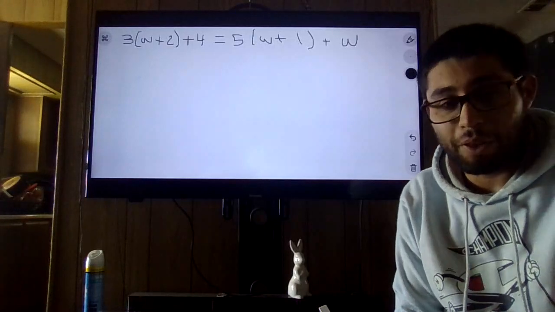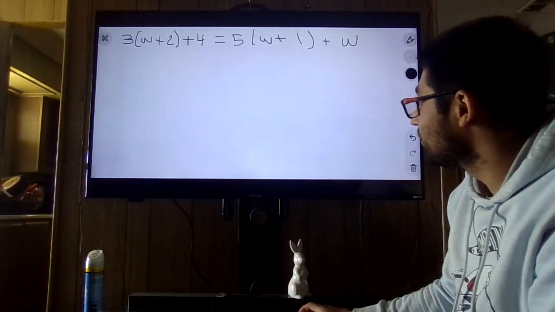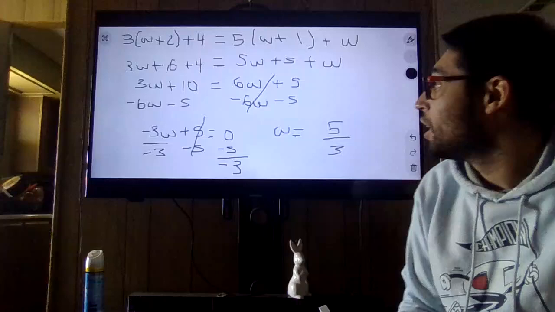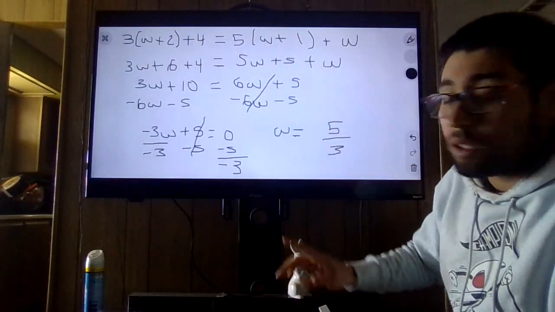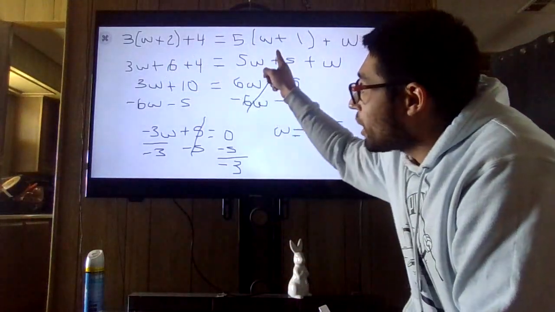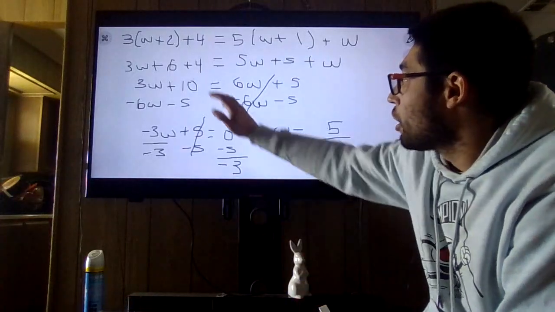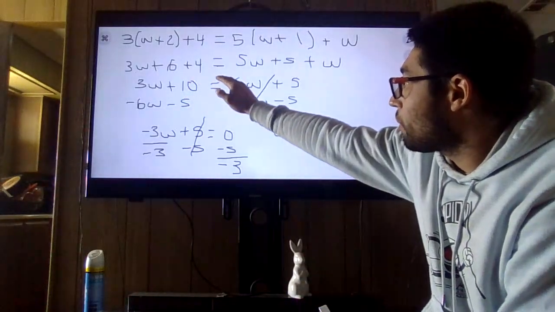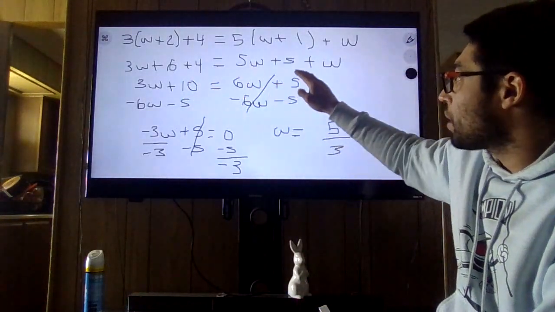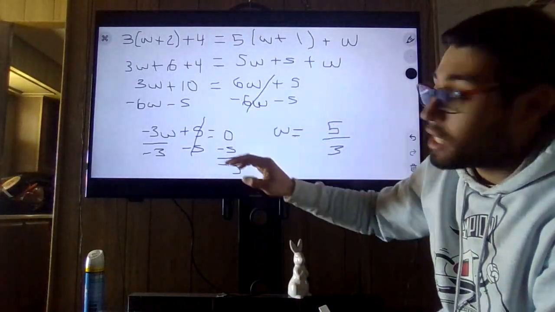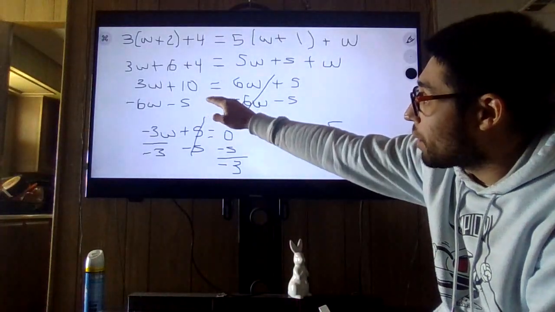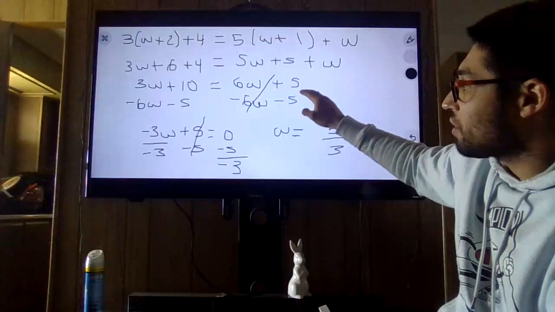Cool. Hopefully that was enough time for you guys. So right here, we're going to walk you through it. First, we distribute the outside number into the parentheses, making the equation 3w plus 6 plus 4 equal to 5w plus 5 plus w. We're going to combine like terms to give us 3w plus 10 equals 6w plus 5.